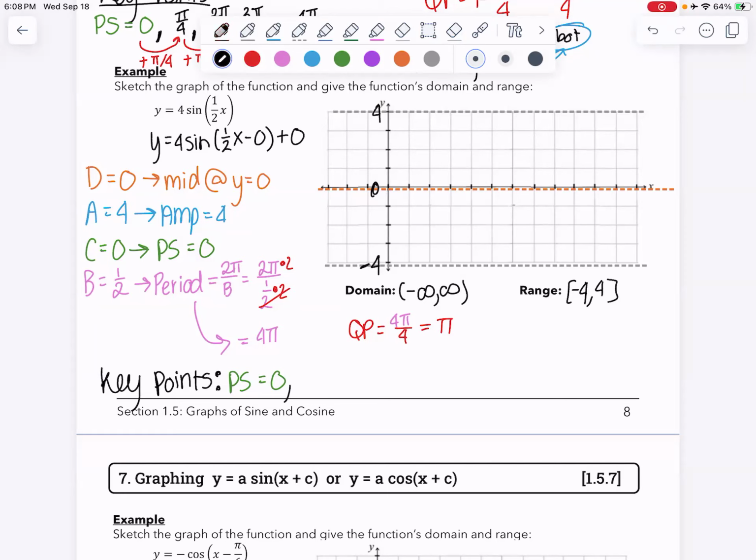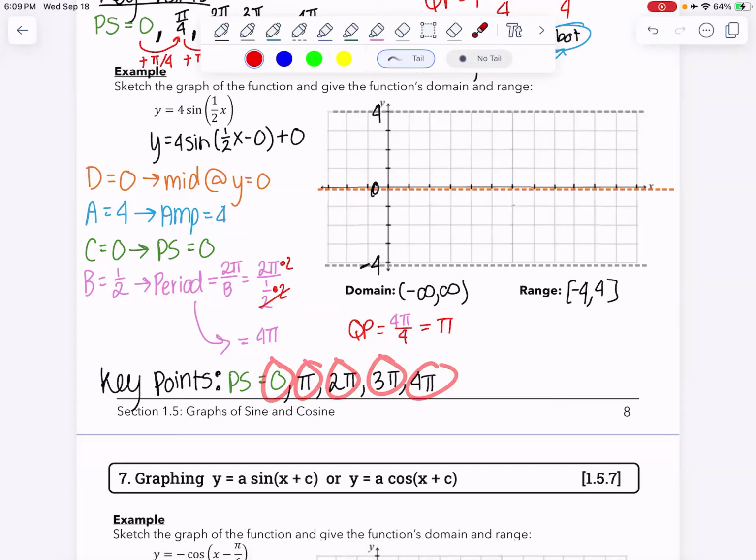So 0 plus pi is pi. Add pi again, 2 pi. Add pi again, 3 pi. Add pi again, 4 pi. And now I have 5 numbers. 1, 2, 3, 4, 5. I might just call this pi right here. 2 pi, 3 pi, 4 pi.